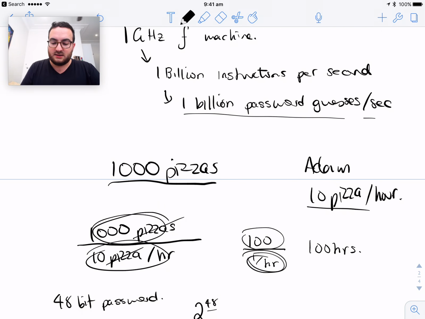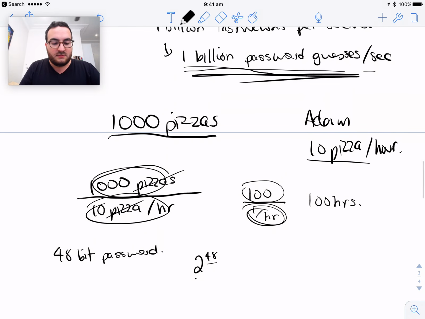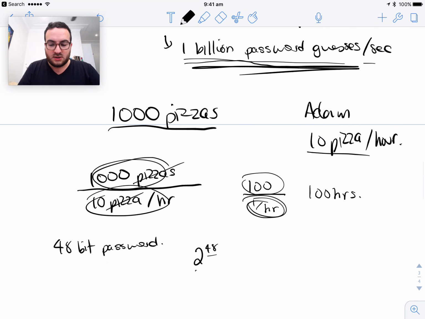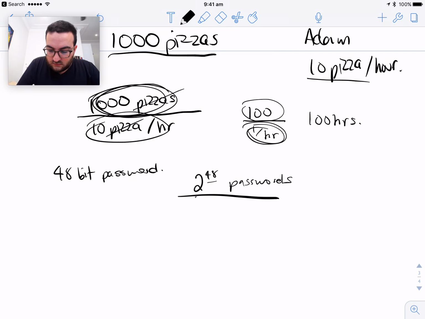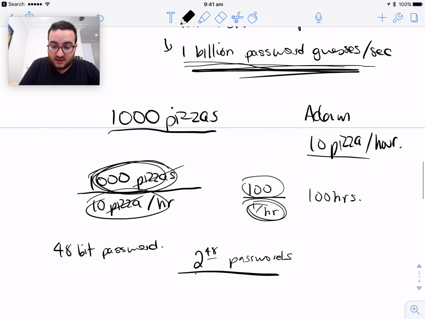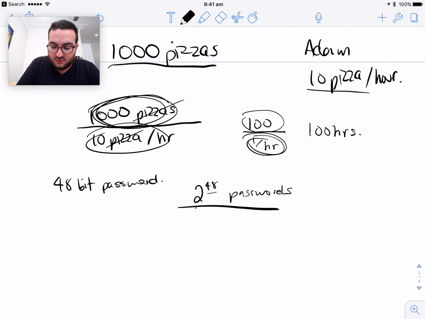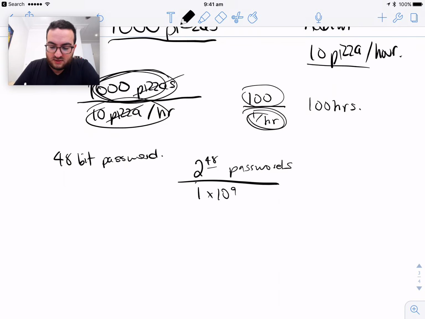And what we set up here is we said I can do a billion password guesses per second. So how many seconds is it going to take me to guess them all? Well, we just do the same thing we did with the pizza. We said 1,000 pizzas, so there are 2 to the 48 passwords. And how many can I do per second? Well, I can do a billion. So I'm just going to put a billion down here. If you don't know, a billion can be written as 1 times 10 to the 9. And then we can just figure out the answer here.